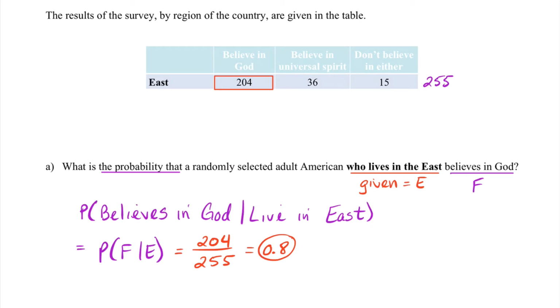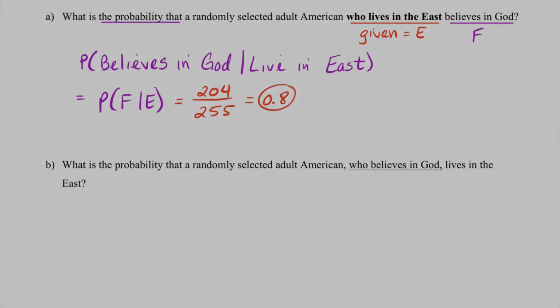That is, according to our results, about 80% of people believe in God given that they live in the East. Again, the overall theme there is we had our original sample space, that was the full 1,017 people. However, after the conditional probability was given, we looked at only those who were living in the East. Let's take a look now at part B.